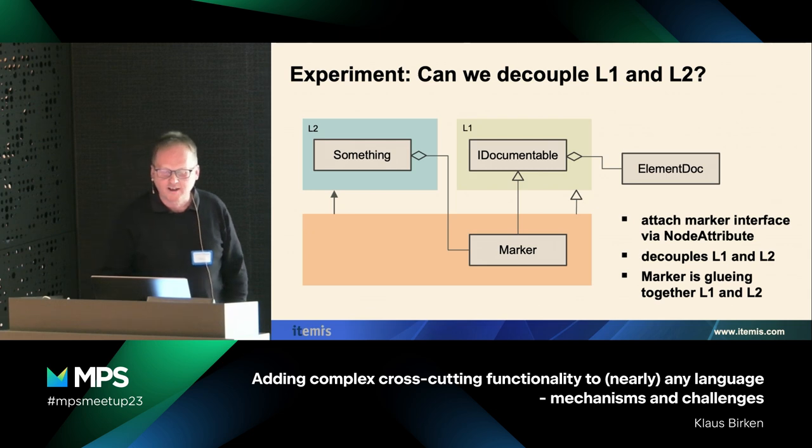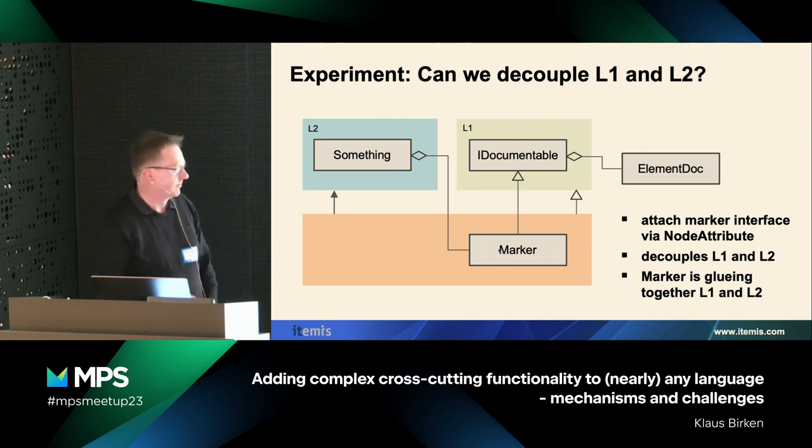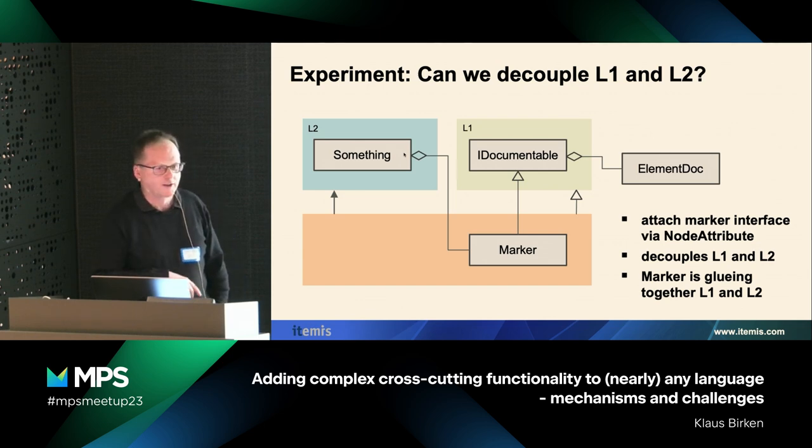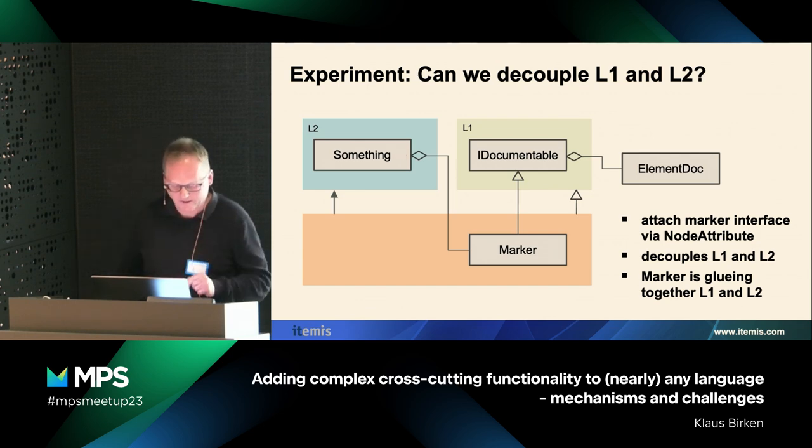So we still have the documentable and the element doc, but now we do not connect it to the something, but to some marker helper concept. And this is some kind of glue code between L1 and L2. We use the framework IDocumentable via the marker, and we are able to attach the marker as a node attribute to something. And I actually tried this, and this is the first demo.